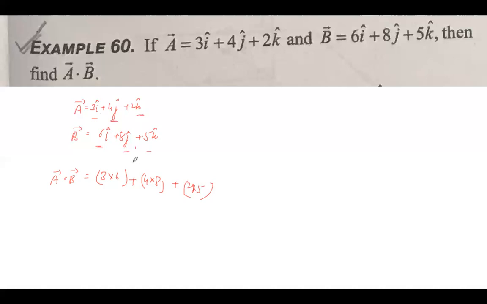separately. So once you have done this, 3 into 6 is 18, 4 into 8 is 32, 2 into 5 is 10. So 18 plus 32 is 50, and then plus 10, 60. So when you find the dot product of two vectors, you will get it equal to 60. Is it clear?